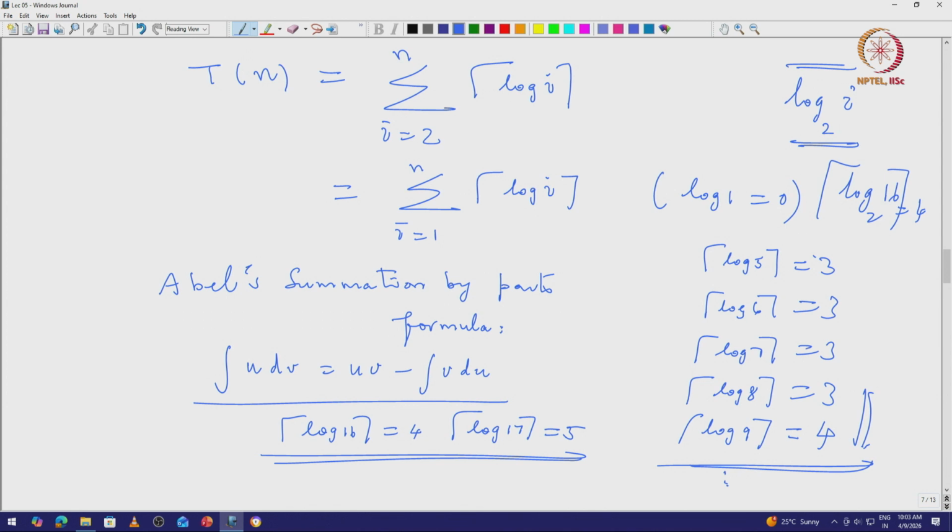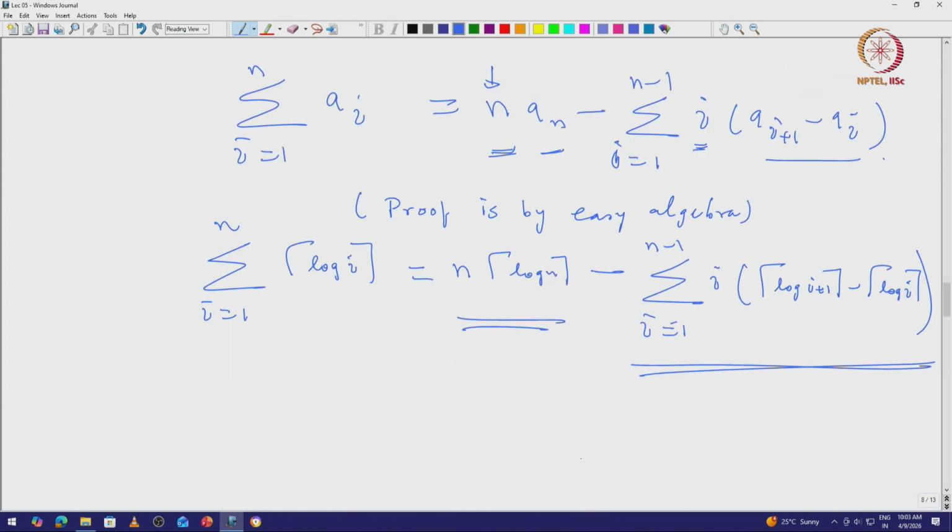Therefore, what you see is this term will be 0 if i is not a power of 2, and this is going to be 1 if i is a power of 2. If i is a power of 2, this will be 1. If i is not a power of 2, that is 0. So, all terms in the sum are 0, only a few terms are 1. Which terms are 1? The ones that are powers of 2.